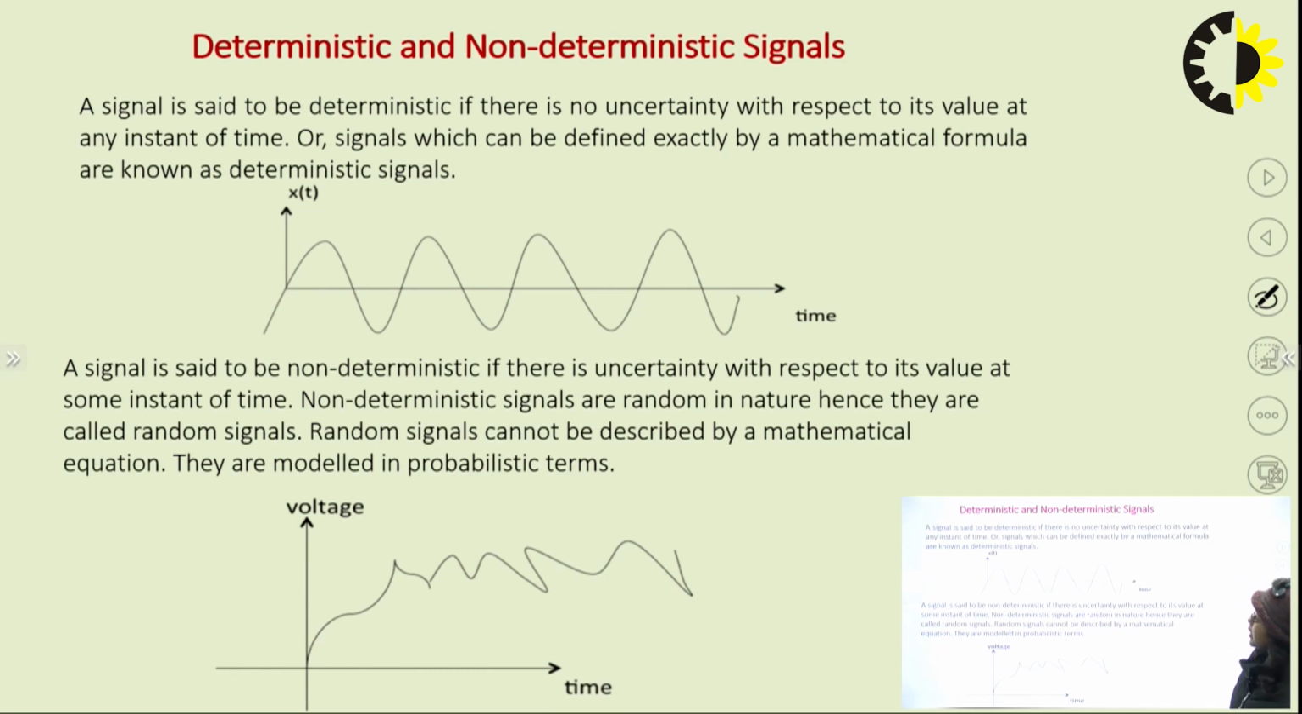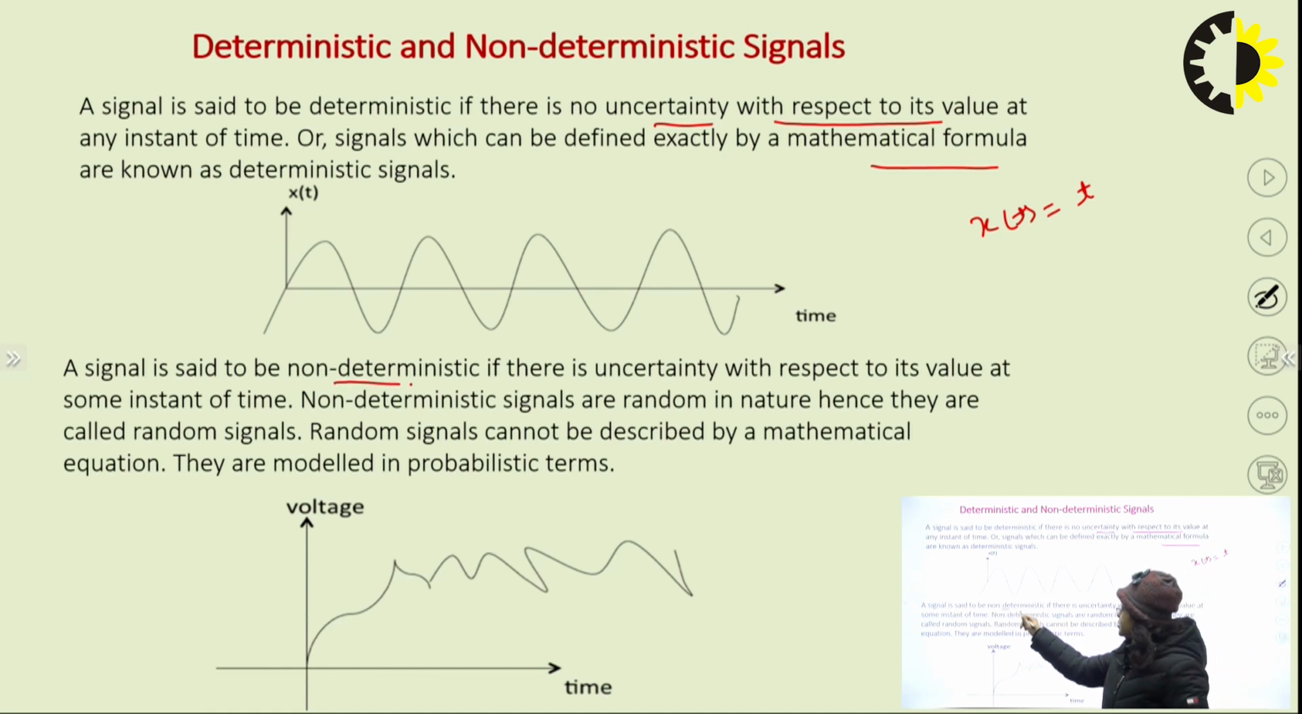Next is deterministic and random signals. A signal is said to be deterministic if there is no uncertainty with respect to time. That is, any signal whose mathematical model is defined is called a deterministic signal. Like a sine wave, we can find the value of a sine wave at any particular time, so it is a deterministic signal. Or if we write x(t) equal to t, then we can find the value of this function for any particular value of time, so it is a deterministic signal.